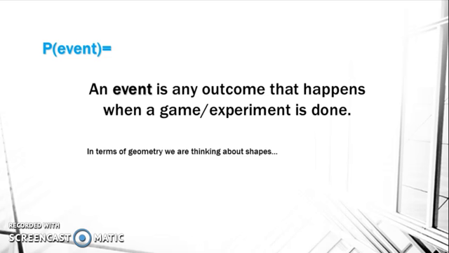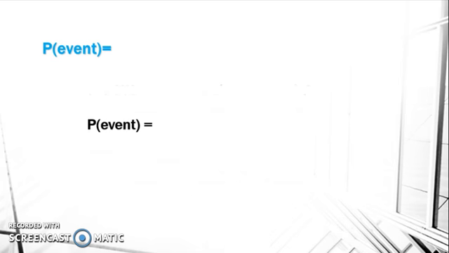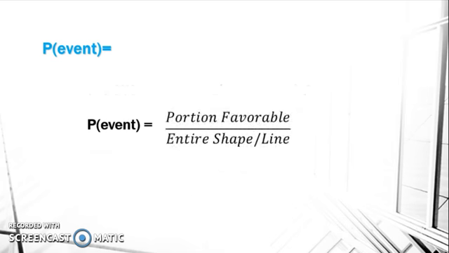So in terms of geometry, we're talking about shapes. The probability of hitting a section of a dartboard. The probability of throwing a beanbag through a hole. The probability of getting the ring on the Coke bottle. So the probability of an event happening is the portion favorable, which is the portion that it's asking about, over the entire shape or line. The ways that we can write our answer: as a fraction, as a ratio, or as a percentage. And typically we're going to talk about percentages with probability.